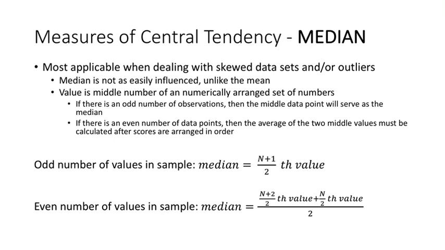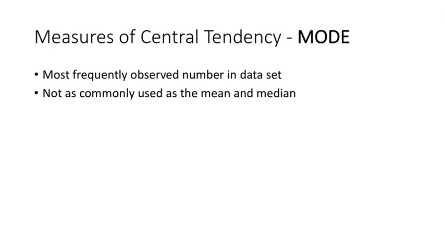Median is most applicable when dealing with skewed data sets. As a student, I often advocate that you use your median grade as opposed to the mean. For example, let's say you've got 15 grades in a class and you did really badly on one of them, and it skews your mean way down low. The median doesn't matter. This is going to be the middle number when they're arranged, and it's a much more typical value for you. And the mode we don't use too often, but it's just the most frequently observed number in a data set.